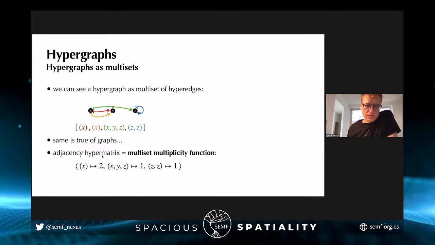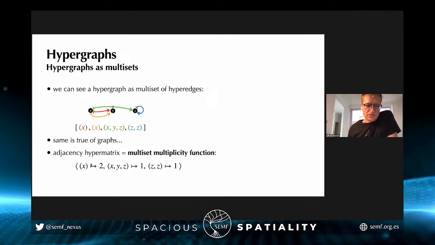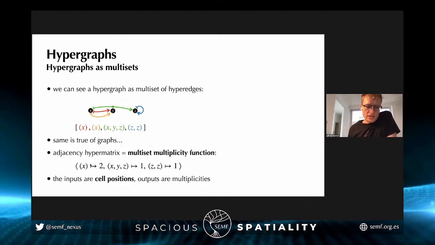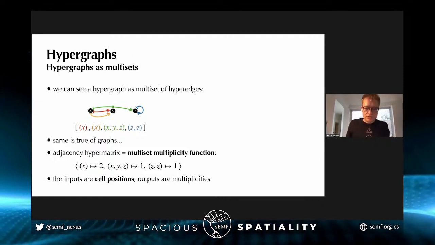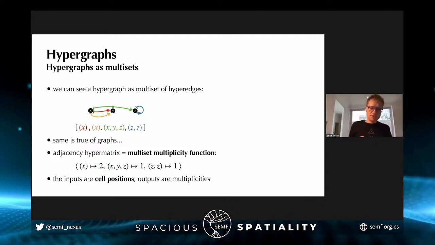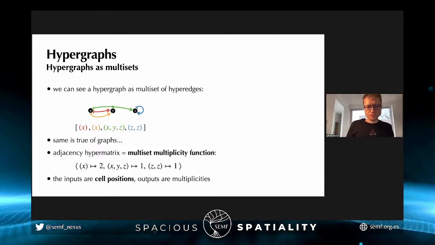But similarly, the adjacency hypermatrix is also such a function, where the inputs to that function are positions in that hypermatrix. So they're kind of addresses of cells within that hypermatrix. And then the outputs are the multiplicities of the corresponding hyperedges.